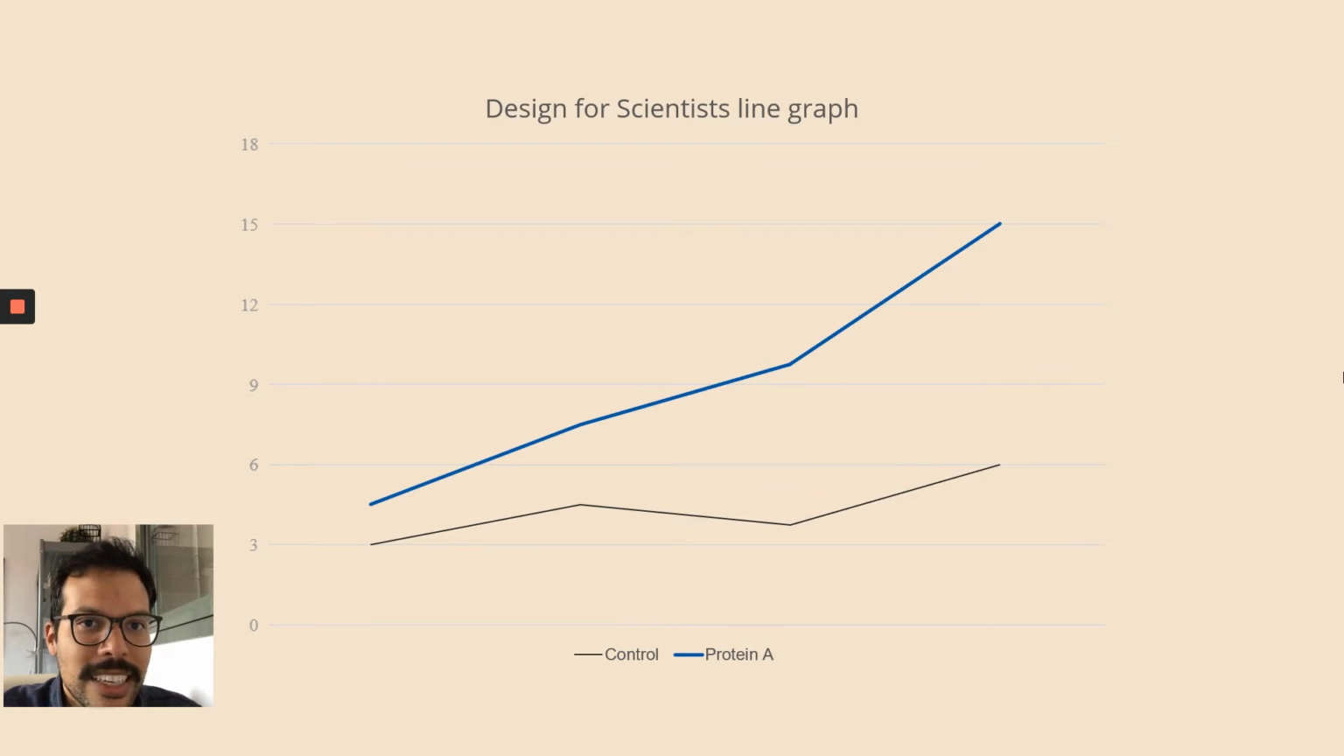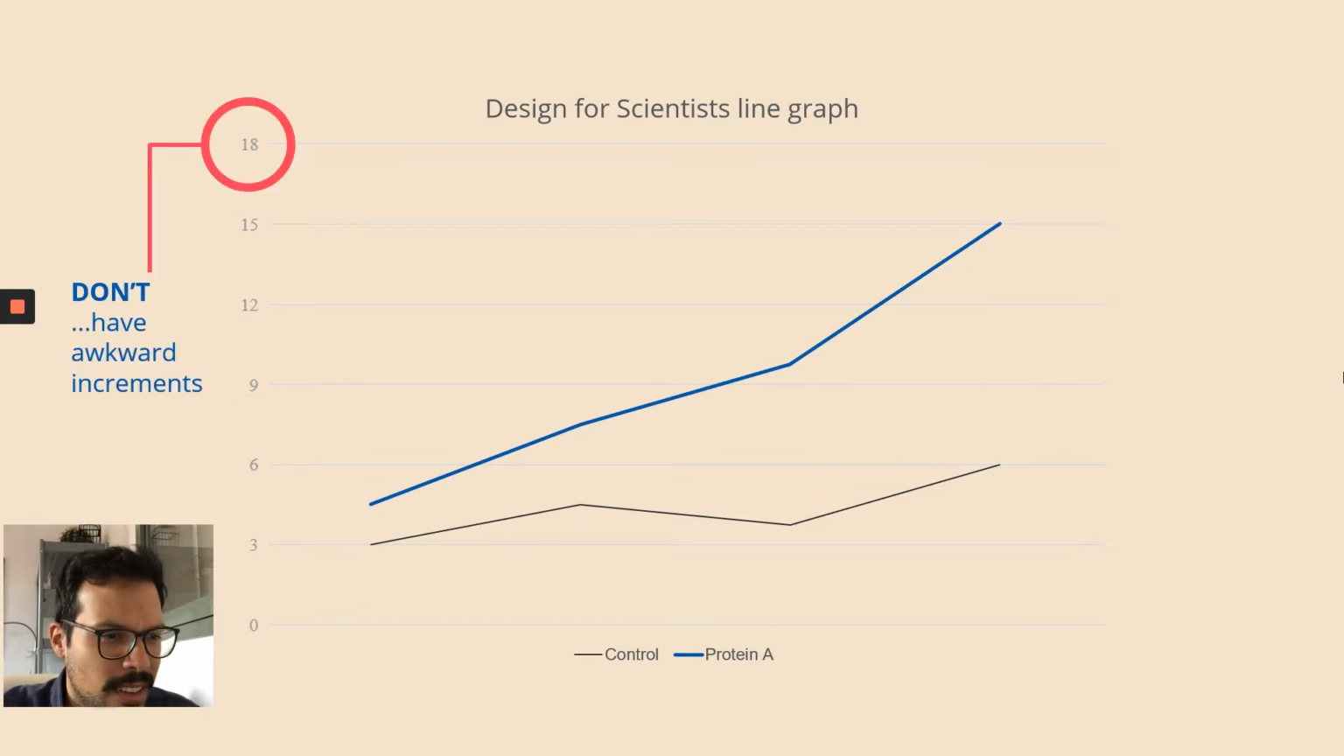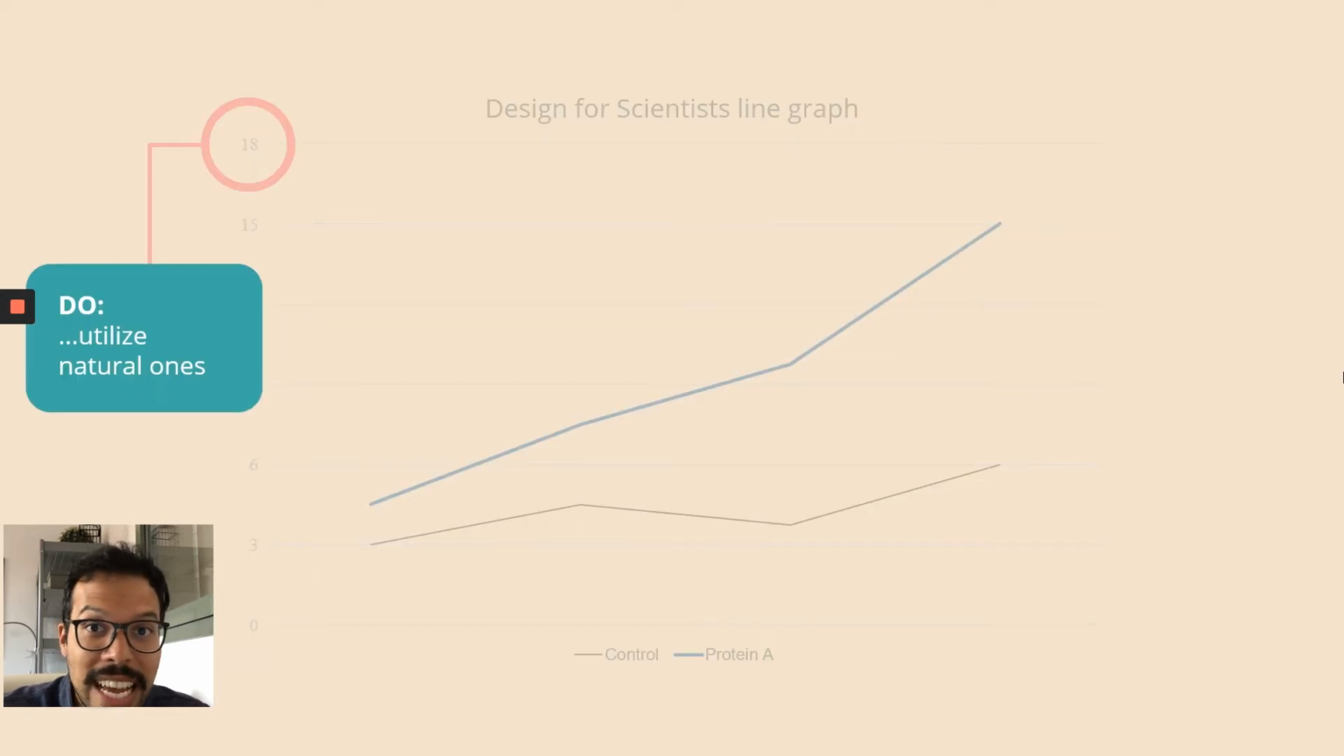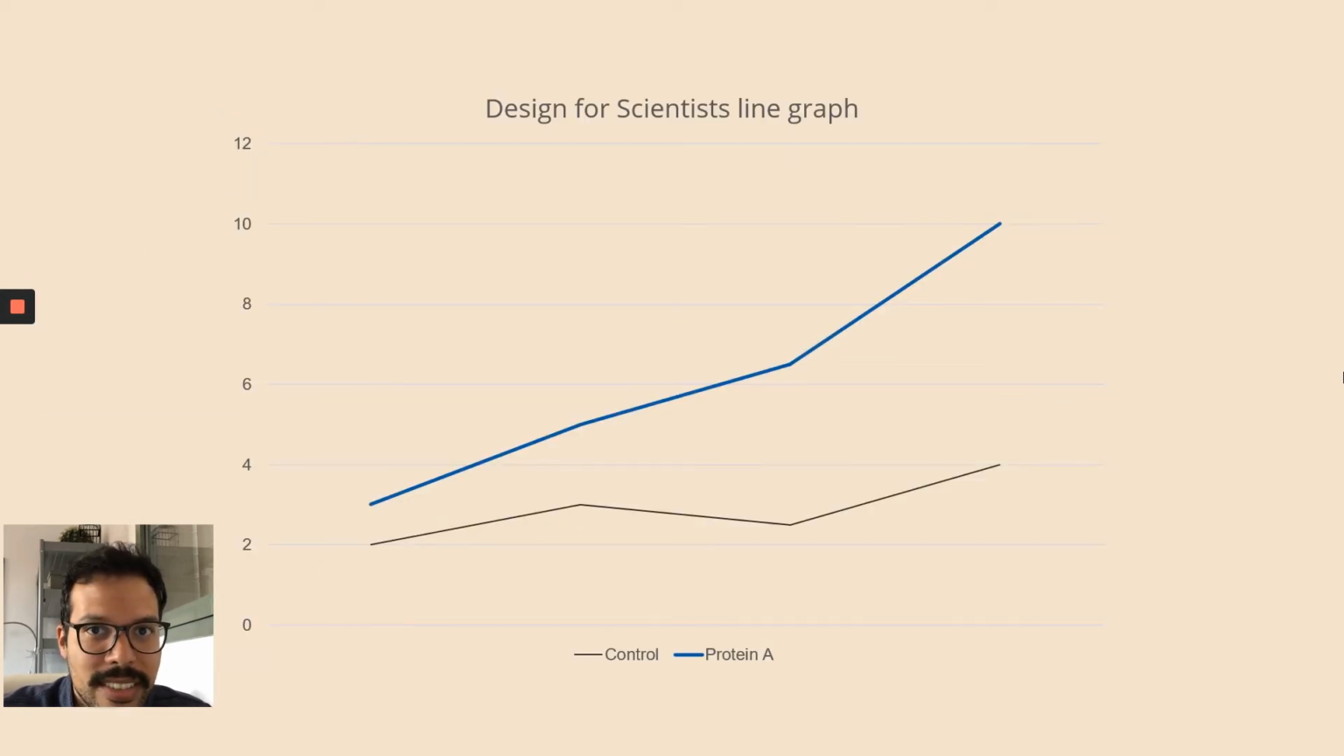Now, take a look at the numbers on your left. You shouldn't be having these awkward increments. You don't want your audience to think too much. You want to convey your message in the smoothest way possible. And because of that, just use natural increments, such as multiples of 2 or multiples of 10.